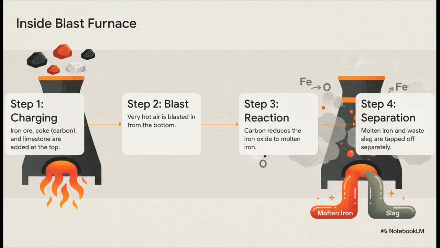Now, the limestone is also really important. It cleans up all the impurities, like sand, and forms this molten waste called slag. And finally, step 4, separation. Molten iron is heavier, so it sinks to the bottom, while the lighter slag floats on top. Then we can just tap them off separately.